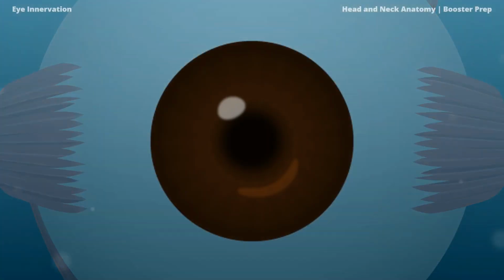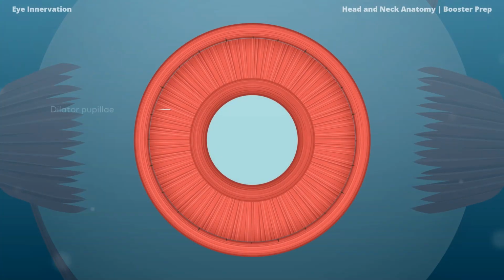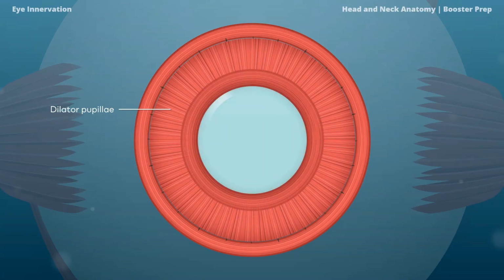So diving into the muscles of the eye, the first muscle we're going to talk about is the dilator pupillae. This muscle is innervated by postganglionic sympathetic fibers that travel alongside branches of the ophthalmic division of the trigeminal nerve. This makes sense because in a sympathetic fight or flight scenario, we need to dilate our eyes to see more. So here we can see the muscle dilating the pupil.